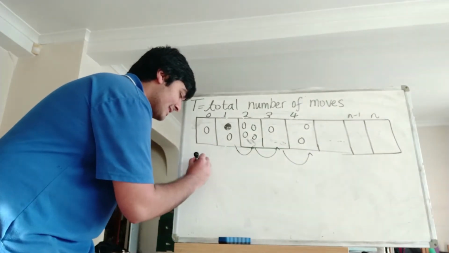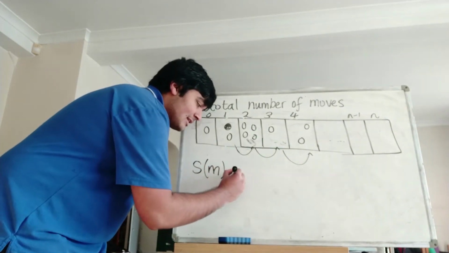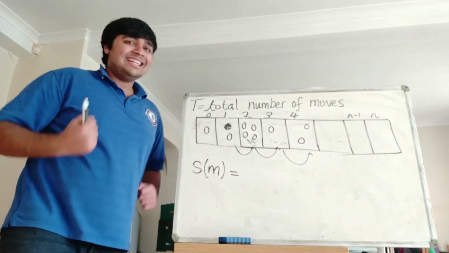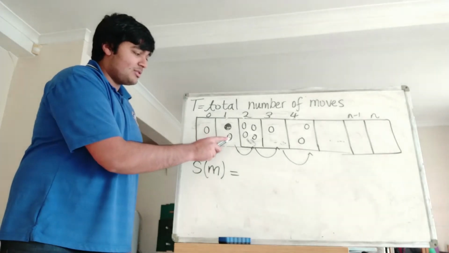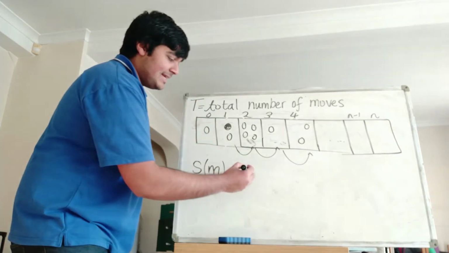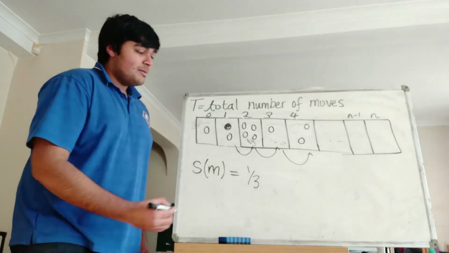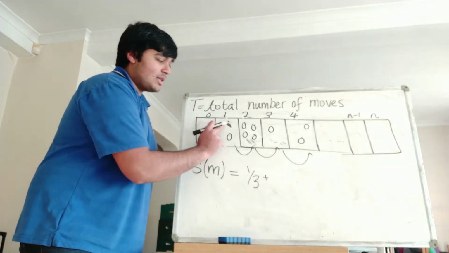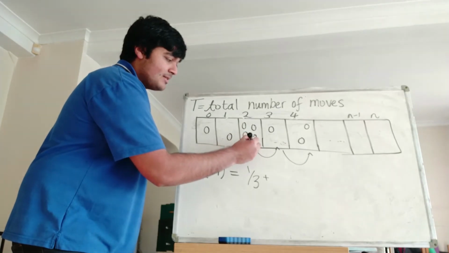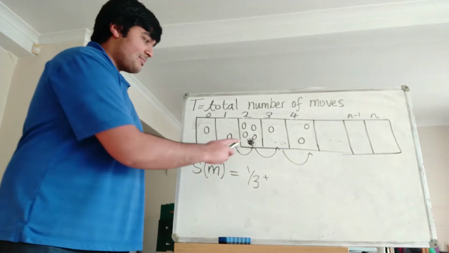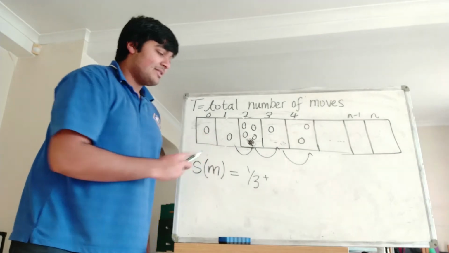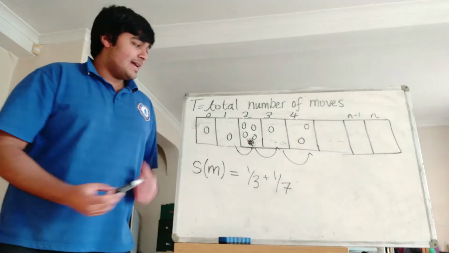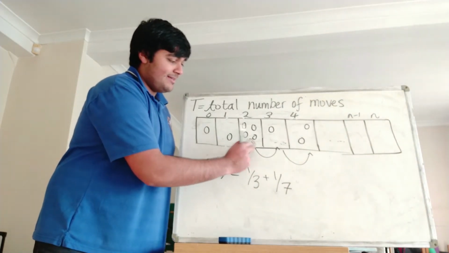The score S of the move M is going to be this thing here. Firstly, I'm going to take the reciprocal of the number of stones less than or equal to it. There are 1, 2, 3 stones less than or equal to it, so I'm just going to have a third to start off with. But then I'm going to add on something else. What am I going to add on? Once this stone moves 1 square across, let's put it here, I'm also going to add on another reciprocal. So 1, 2, 3, 4, 5, 6, 7. So I'm going to add on 1 over 7. And then now this stone moves to this square here.